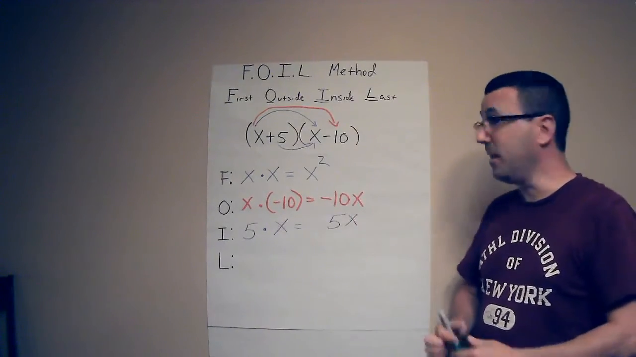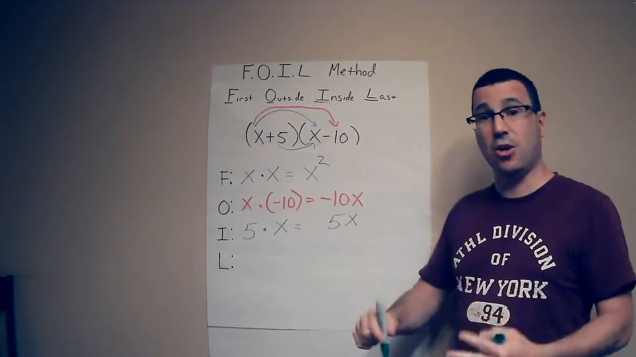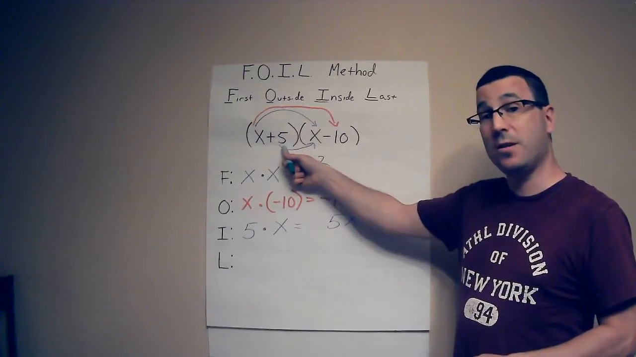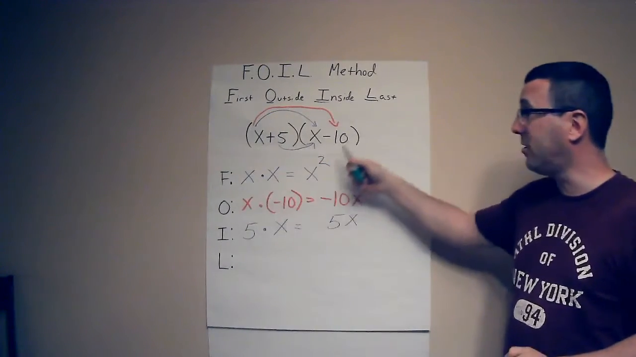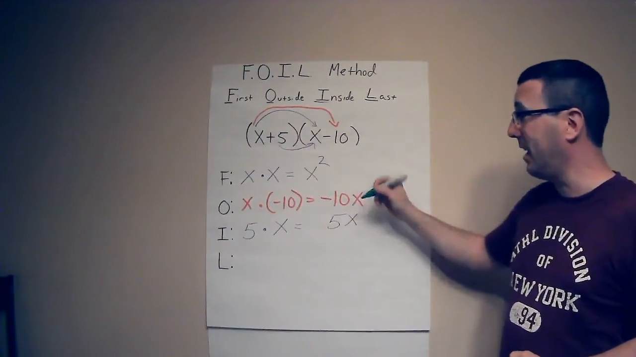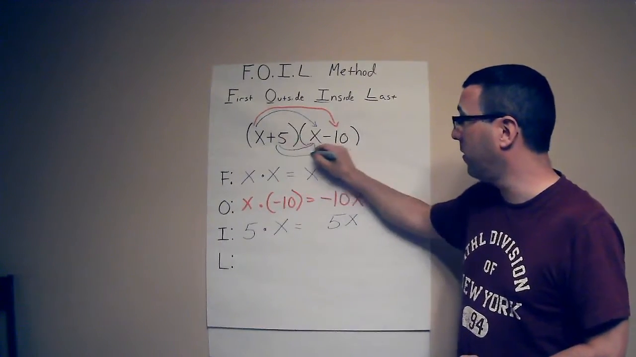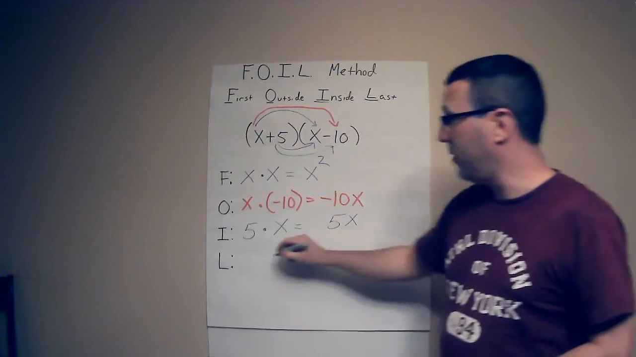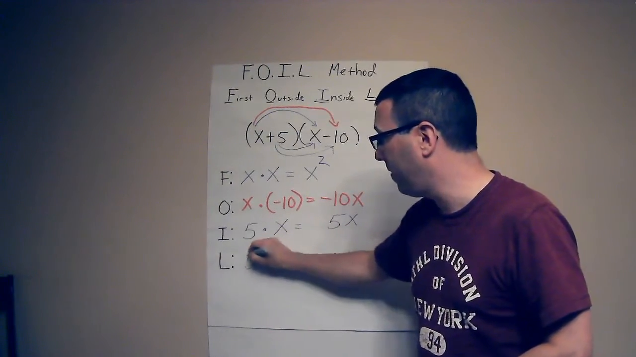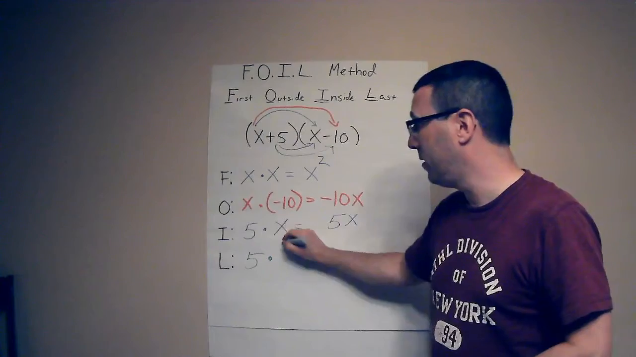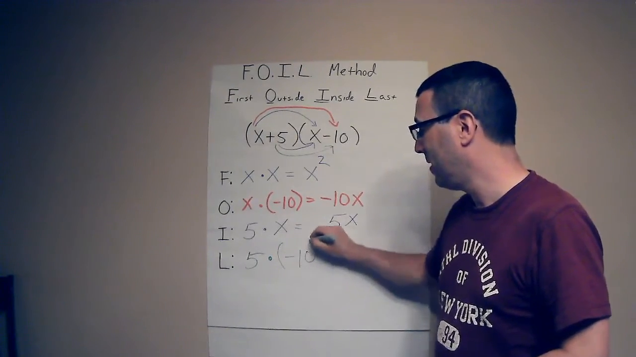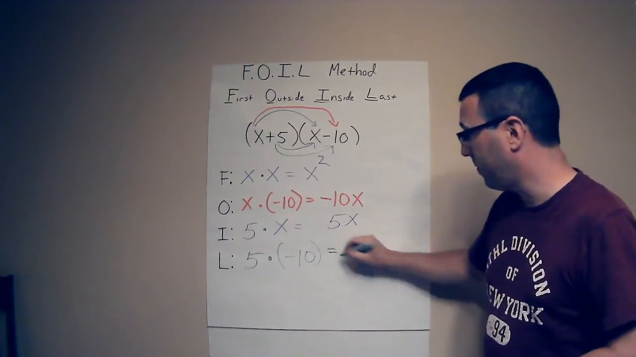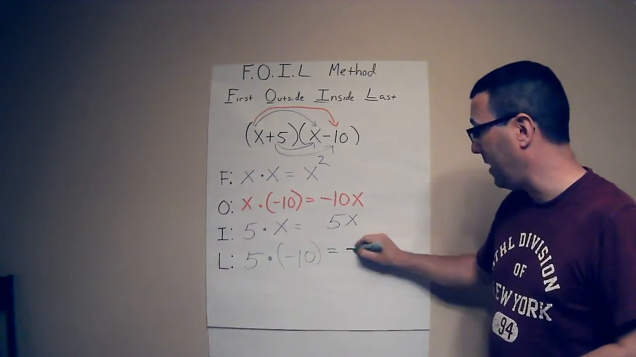And then lastly, we're going to multiply the last term in each parentheses. The last term in the first parentheses is this 5. The last term in the second parentheses is the negative 10. Those two are going to multiply together. So we have 5 times negative 10. That's tough to see. And that gives us a negative 50.